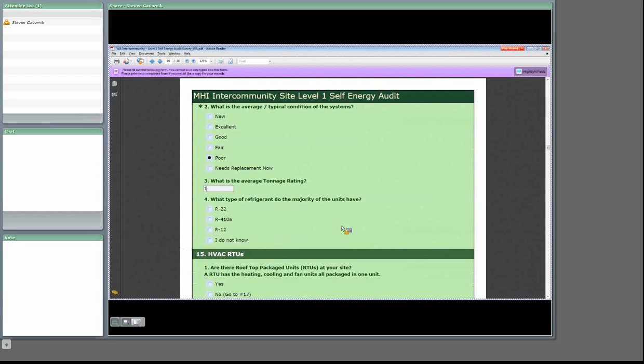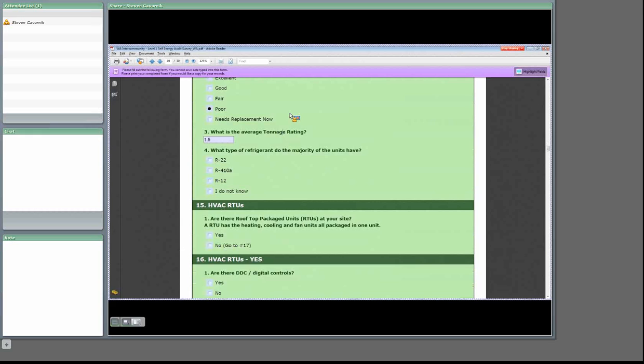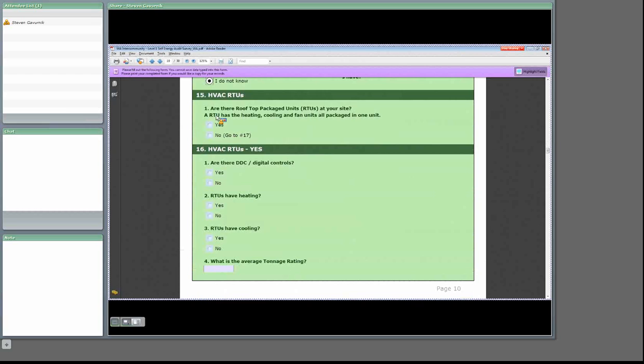If you do have cooling, we want to know what the typical cooling tonnage is on that AC unit. If you're not sure, then don't fill it in. We also want to know what type of refrigerant is being used. R22 is the most common today. If you have much newer systems, R410A is fairly recent, but you may or may not have those. R12 is a legacy refrigerant. There is a possibility you have R12, but it's quite rare. So if you know, indicate it. Otherwise, you put I don't know.